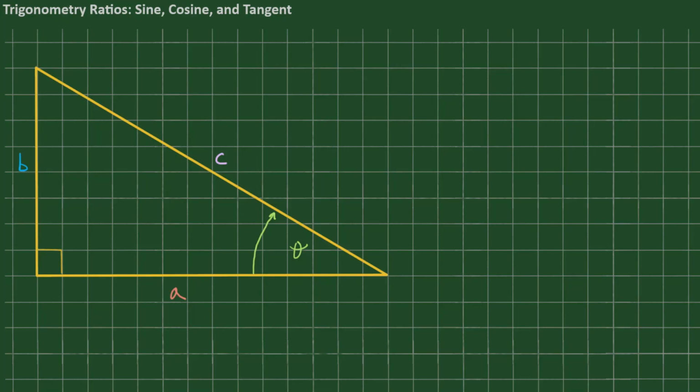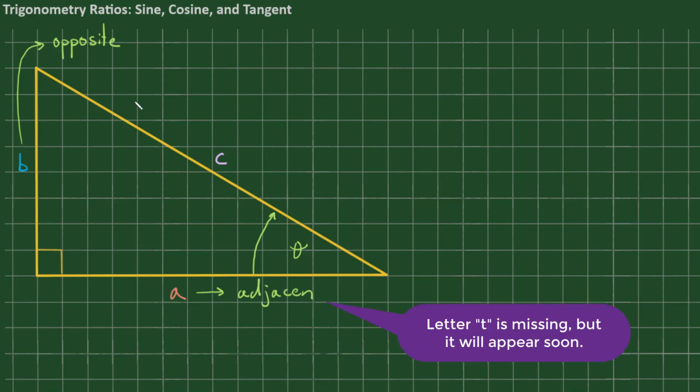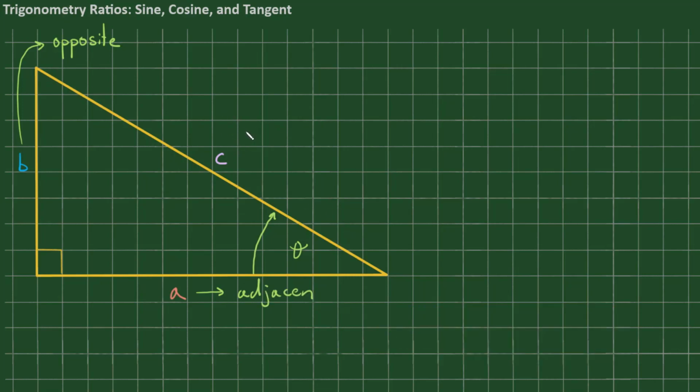Before I look into these functions more closely, let's label the sides of this triangle with respect to the angle theta. I tend to start by labeling the opposite side because that one is very easy to identify. I'm looking at the side that is opposite to the angle theta. In this case, that is side B. So B is the opposite side. Angle theta sits on side A, which means side A is the adjacent side. And that leaves side C, the longest side, as the hypotenuse.